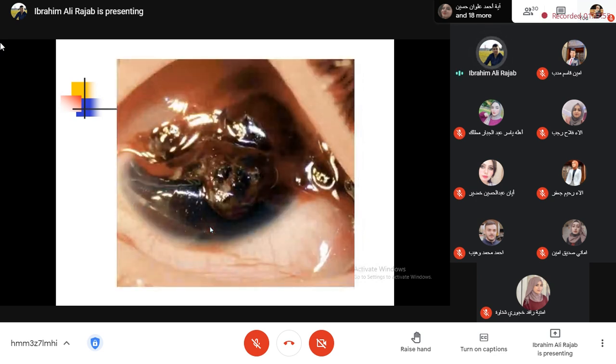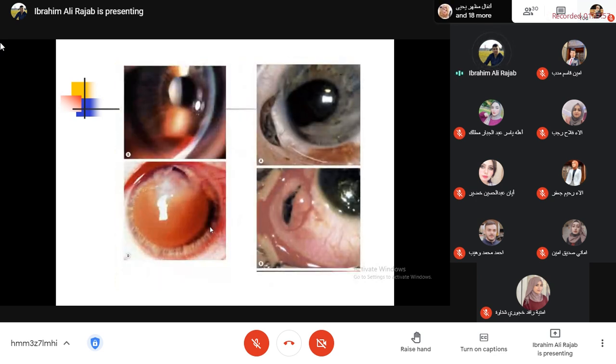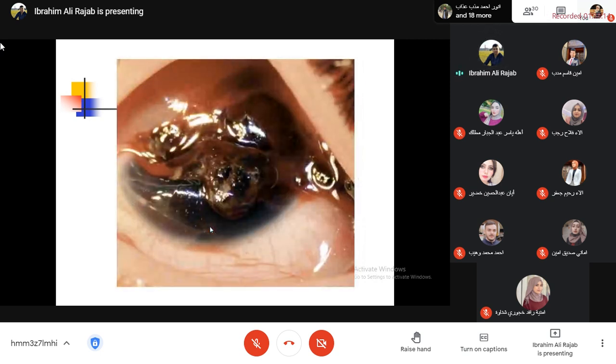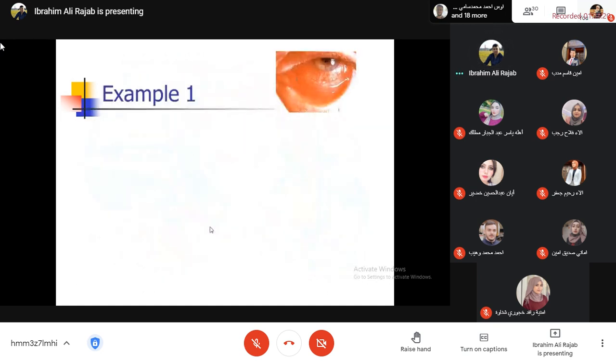This is severe. In this picture, the cornea is stained by a severe hyphema filling the anterior chamber, and the cornea will be stained by a hemosiderin pigment permeating through the cornea. This is a severe corneal wound with severe iris prolapse.